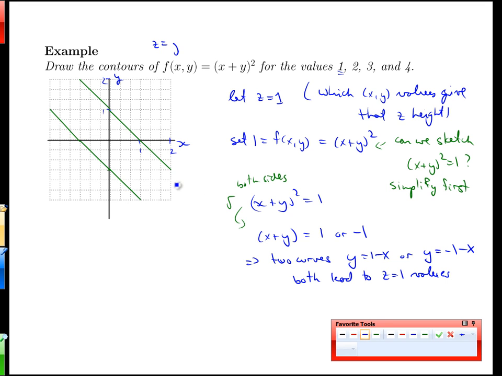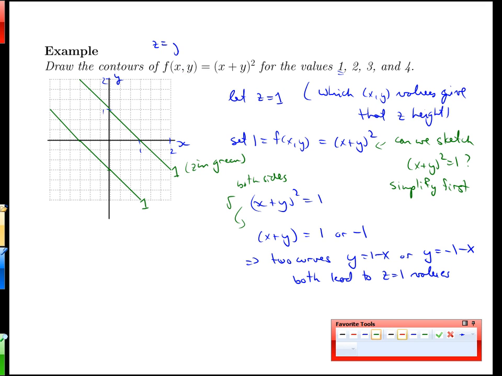Both of those, I'll do it in green here, would be caught with the Z label. So Z values are in green. The Z label 1. All the points here, if I plugged any one of those points into the function, we would get a resulting Z value of exactly 1.